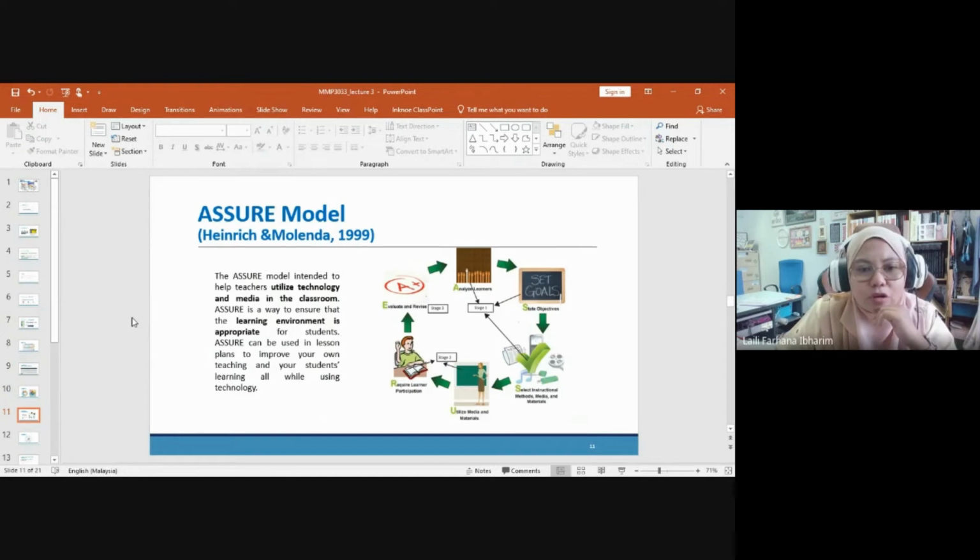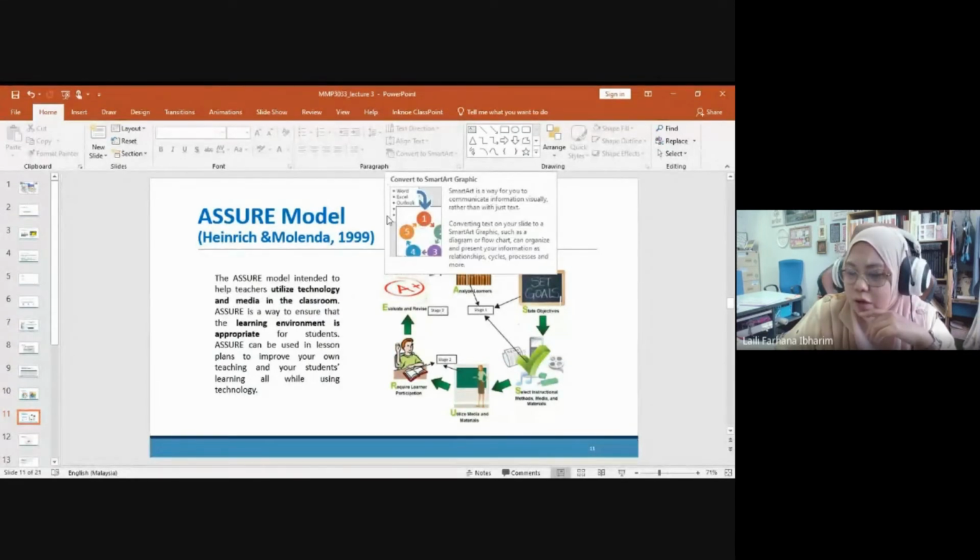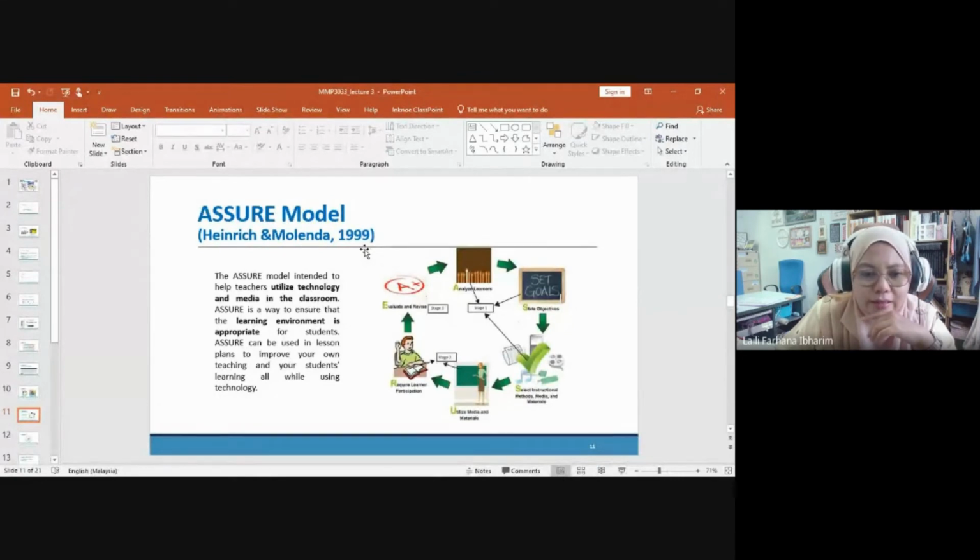Okay, the second model is ASSURE. Like ADDIE, ASSURE is an abbreviation: A, analyze learners; S, state objectives; S, select instructional methods, media and materials; U, utilize media and materials; R, require learner participation; and E, evaluate and revise. The ASSURE model, by Heinich and Molenda in 1999, is used to utilize technology and media in the classroom.